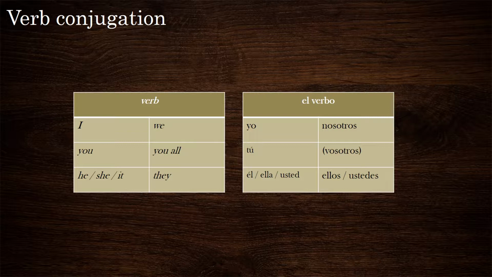So there's a logic to this. The left-hand column in both languages is singular, only one person. The right hand is plural, more than one person. The top row, I and we, is first person, your perspective. Second row, you, second person. Third row, he, she, it, they, third person.